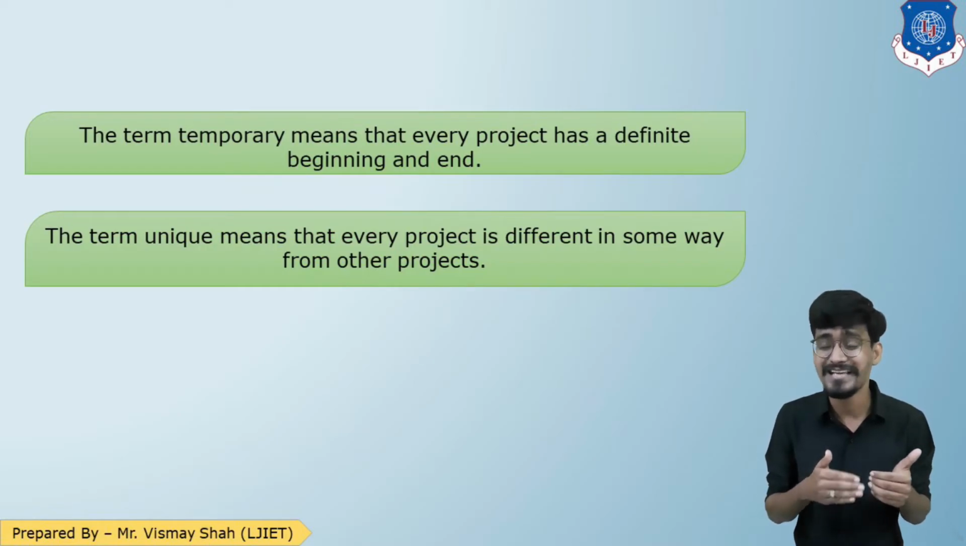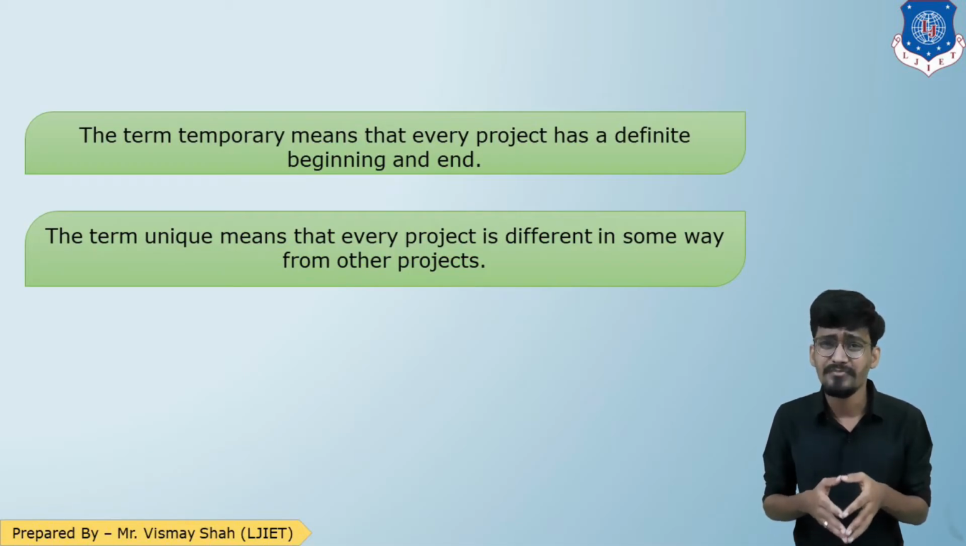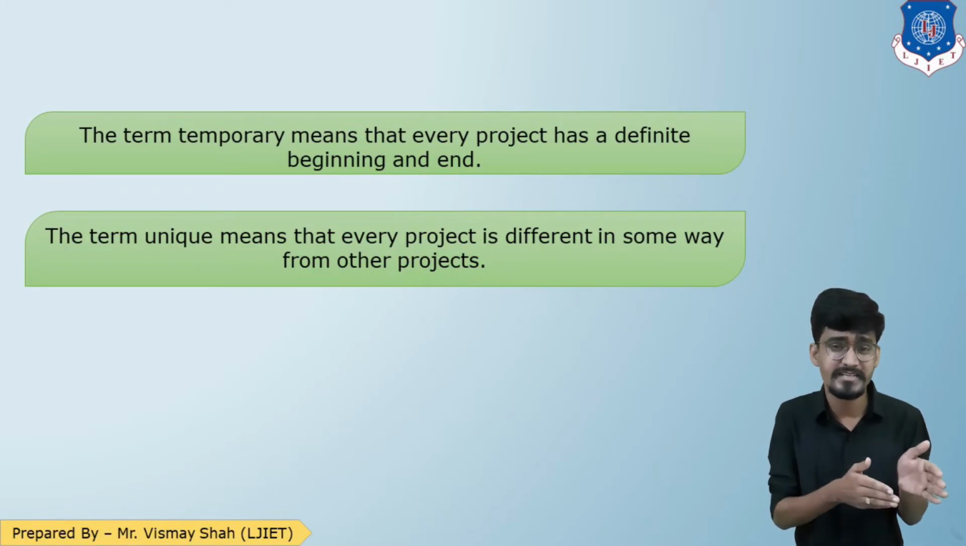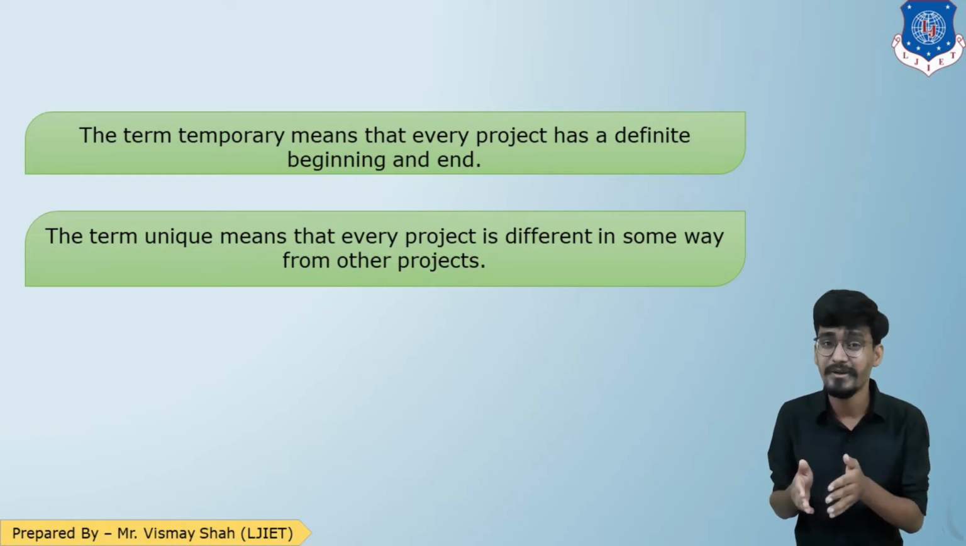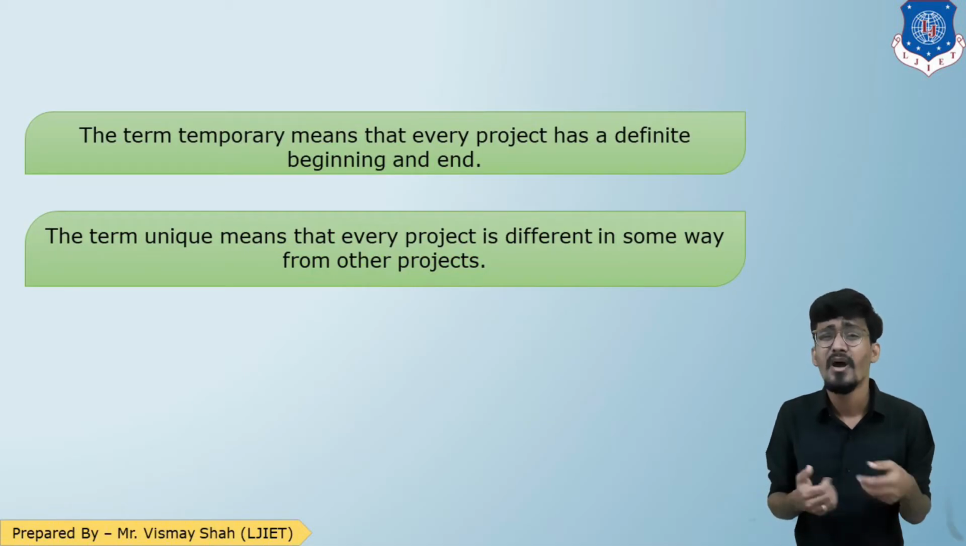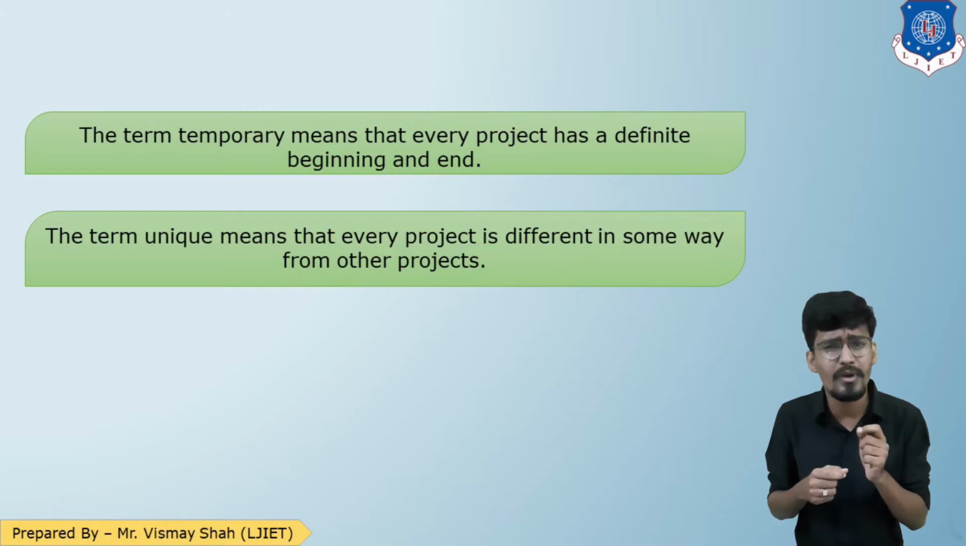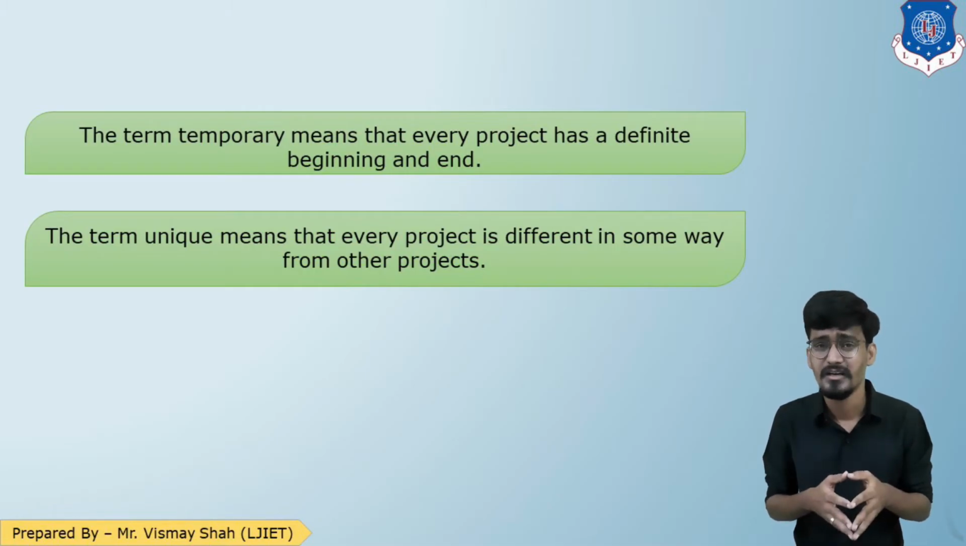It has definite beginnings and definite ends. The second is unique. The term unique means every project is different in some way from other projects. If you are constructing one residential building and another residential building, these two projects are unique because the features, the area, the length, the orientation, something will be different. So that is unique. I hope we are clear about it.